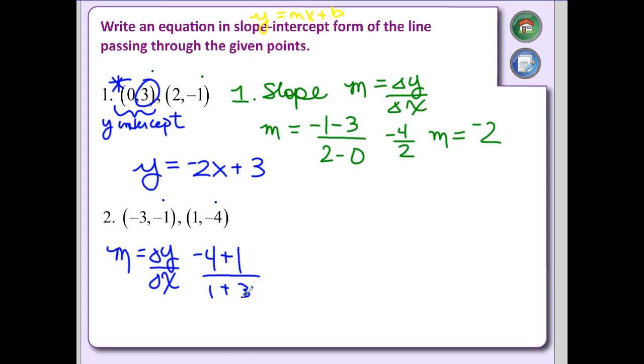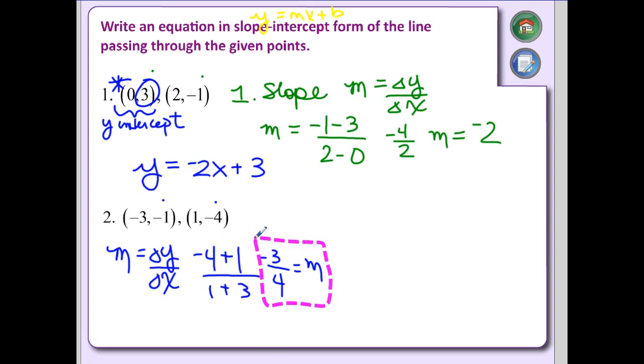So what do we got? Negative 4 plus 1 is negative 3, and 1 plus 3 is 4. So my slope is 3/4. Okay? So that's m. M equals 3/4. Now, we've got a slope, which is 3/4, and we've got 2 points.